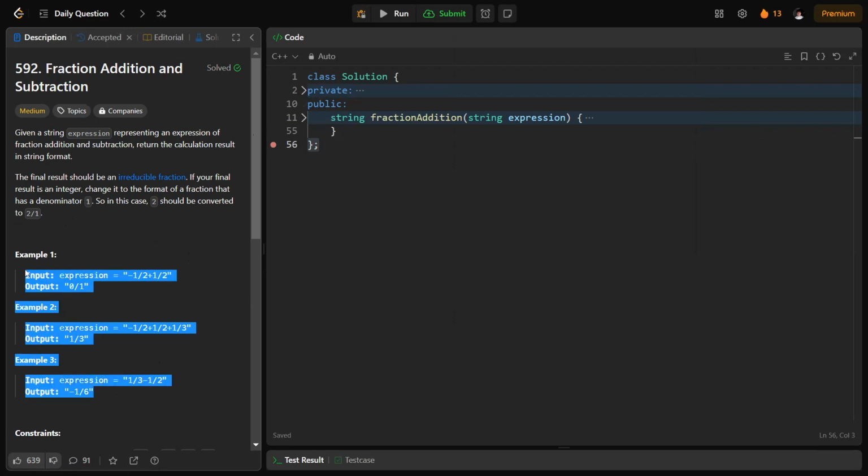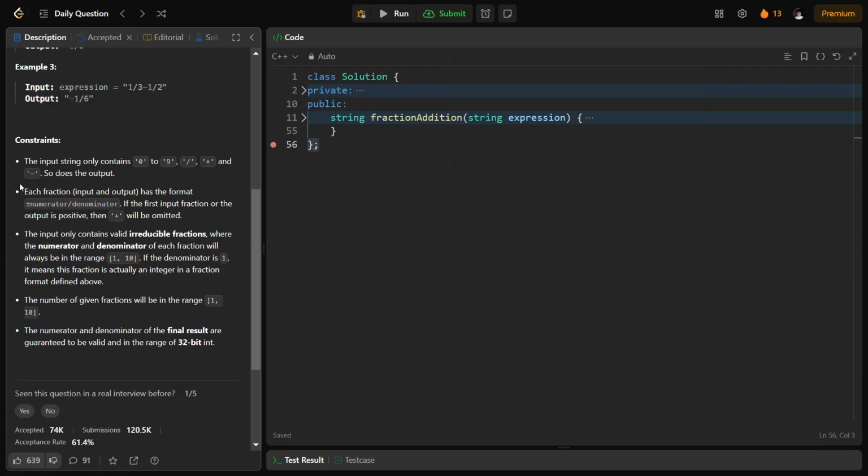Let's look at the constraints first before I get into the explanation. The input string only contains 0 to 9, slash, plus and minus, and so does the output. Each fraction in input and output has the format plus or minus numerator slash denominator. If the number is positive, the plus will be omitted, so the answer should do the same. The input only contains valid irreducible fractions where the numerator and denominator of each fraction will always be in this range. If the denominator is 1, it means the fraction is actually an integer.